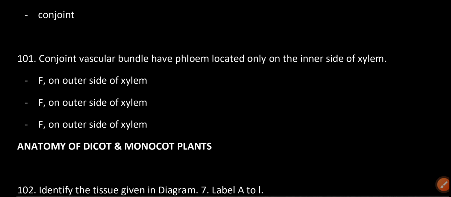Conjoint vascular bundles have phloem located only on the inner side of xylem. False. On the outer side of xylem.